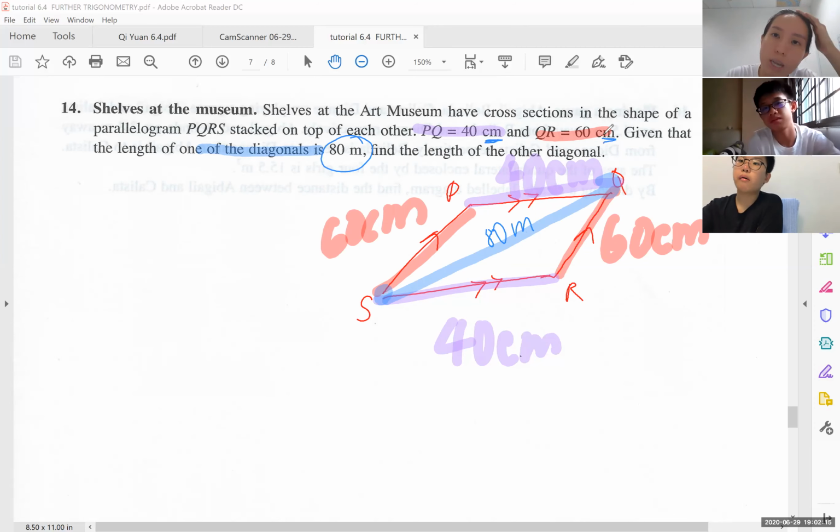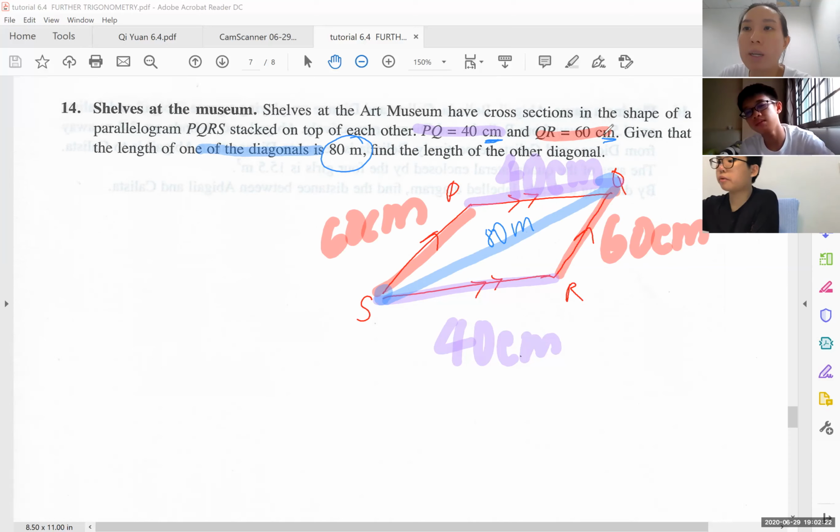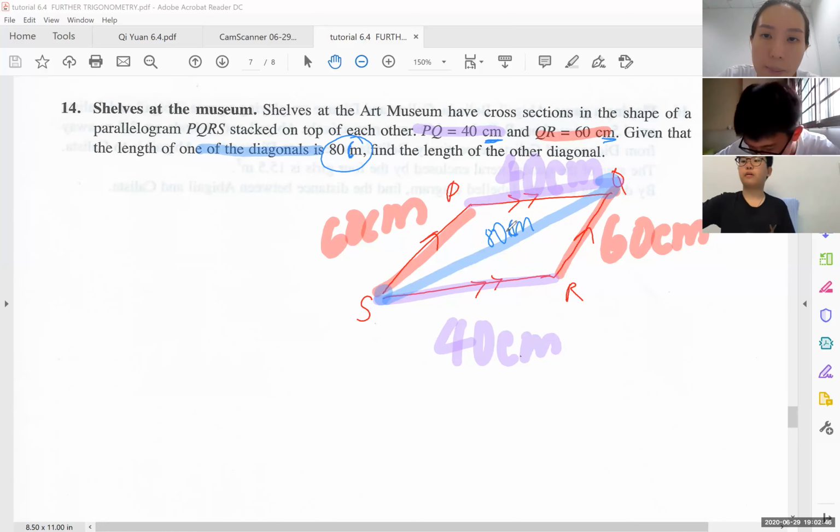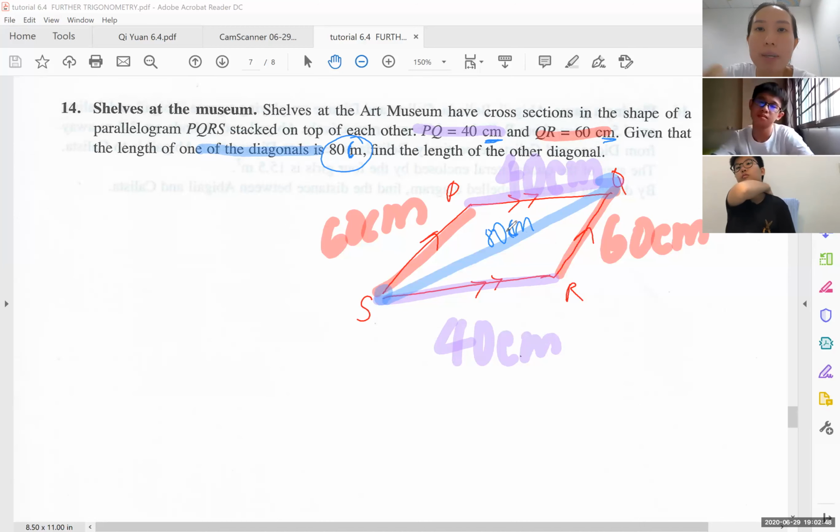So either you work everybody in meters or everybody in cm. Which one do you all want? Cm. Okay, then we have to change. Typo error. I think maybe it's a typo error, because in the working they put cm. I think this one is meant to be cm, guys. I think there's a typo error, okay? So cm.